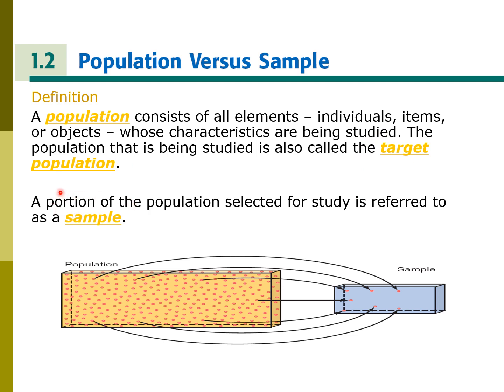Again, because of the challenges in looking at the population, we look at a sample. We take a sample. A sample is just a portion or a proportion of the population that is selected for study. So this is the whole population, and this is a sample. We select some few.